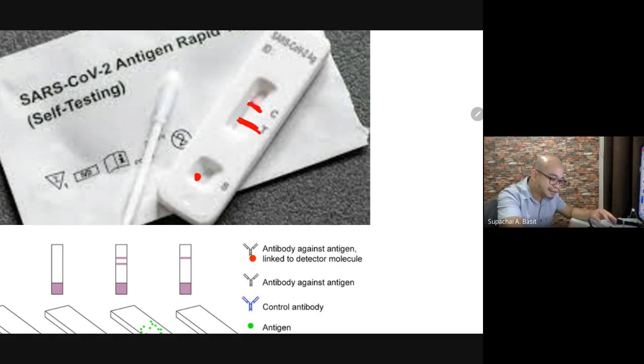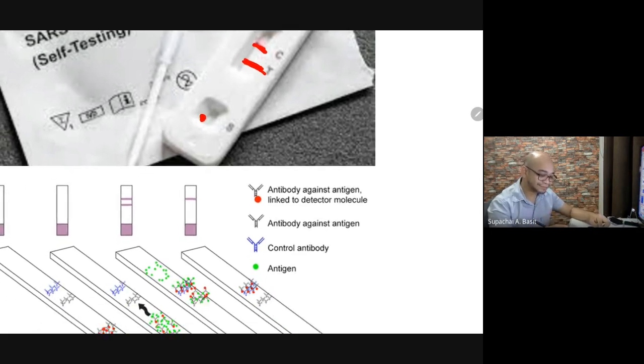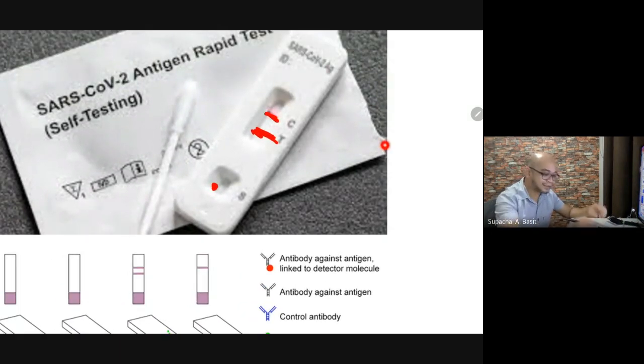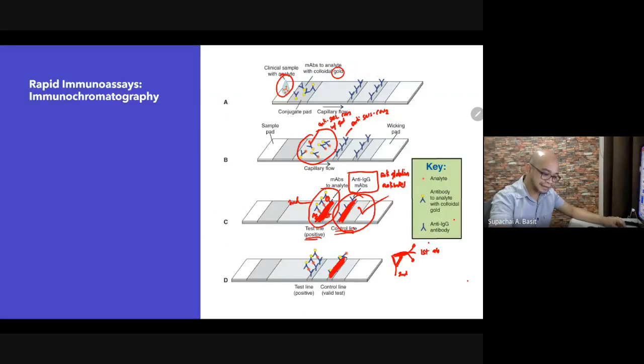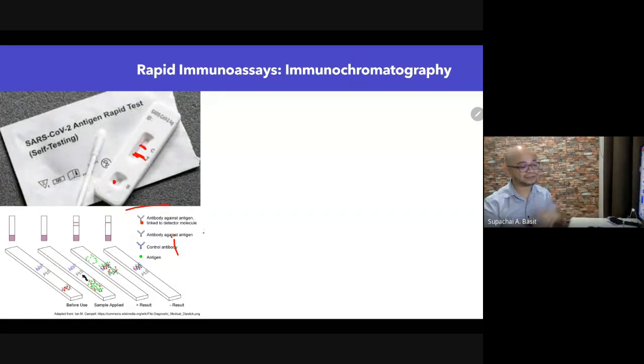Yung test line, meron siyang, di ba? Meron siyang antibody. Meron siyang monoclonal antibodies na specific dun sa antigen. Di ba? So, pag dumaan siya rito, katulad ng example natin kanina, so monoclonal antibodies plus patient antigen plus monoclonal plus antibodies with gold. So, magsa-sandwich siya, then magkakaroon ng line dito. So, that's the basic principle of rapid immunoassay or immunochromatography assay.